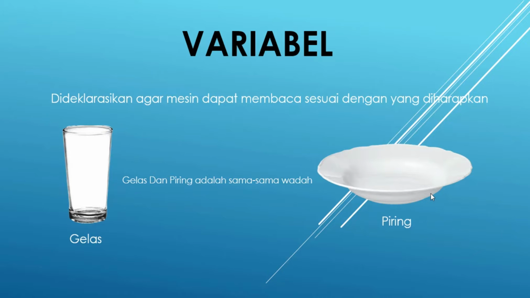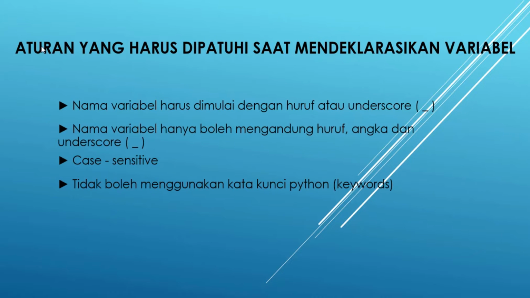In Python, a variable is declared so that the machine can read it as expected. So a variable is a container, guys. Next, there are rules to obey when declaring variables. The first rule is that the variable name should start with a letter or underscore. So let's put it into practice.